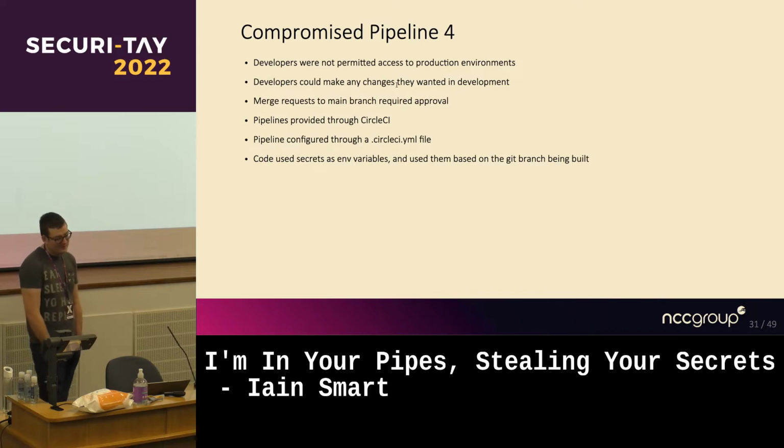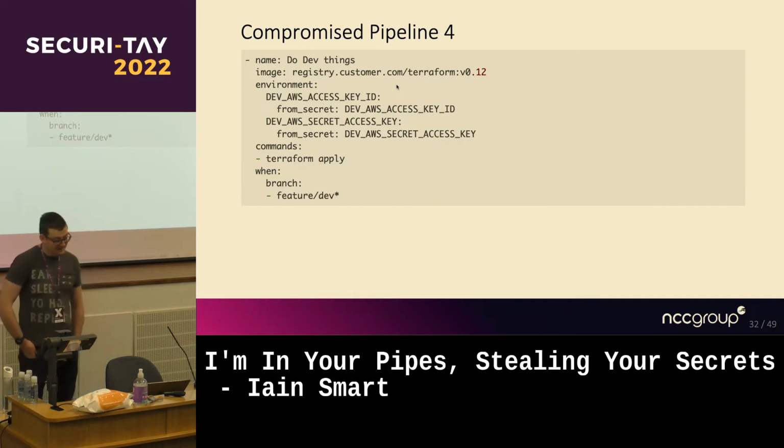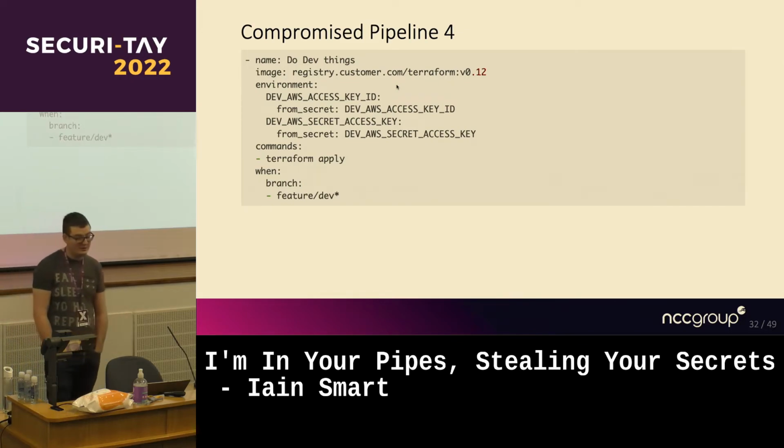Secrets were managed through Circle CI, so there weren't any secrets in the repo. There were just references to pull the secret from Circle CI. That's fine. And then, based on the Git branch that was being built, there was a variable code path. So effectively, if you're doing dev things, you would load the image registry.customer.com/terraform, and you would use the environment variables dev AWS access key ID.